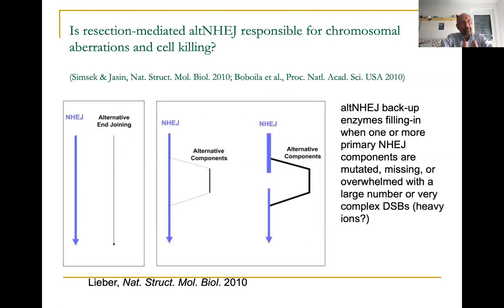If the cell is unable to repair and the P53 is active, this should lead to apoptosis. But if you have a misrejoining, a rejoining of the DNA which is inappropriate, this can lead to chromosomal aberration and cell killing. So you understand that alternative non-homologous end joining is definitely a big topic.